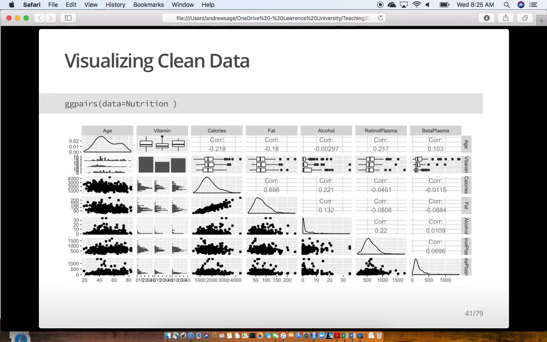Now when we visualize the data again, first we notice that the outlier is gone in terms of alcoholic drinks and calories consumed, and also notice that now the vitamin variable shows up differently as a factor variable rather than as a numeric variable.